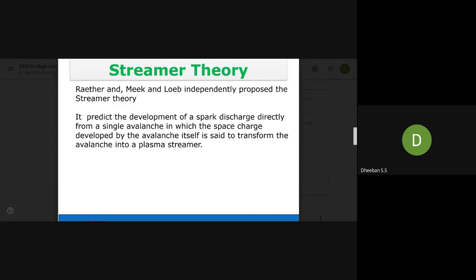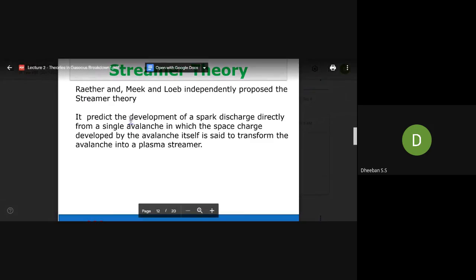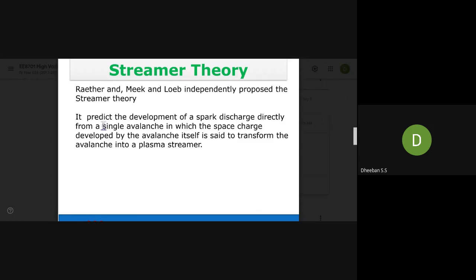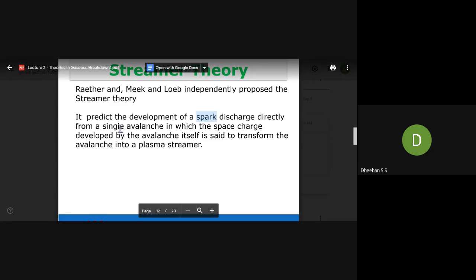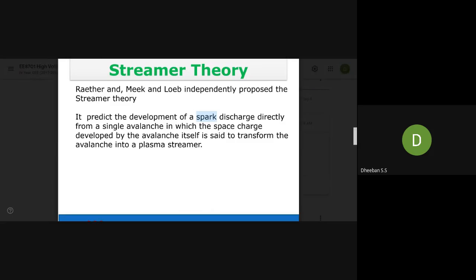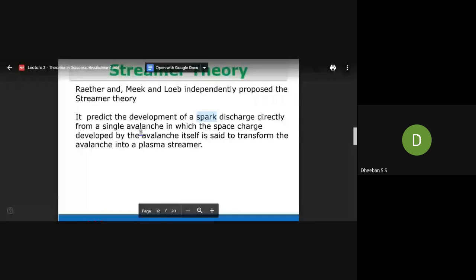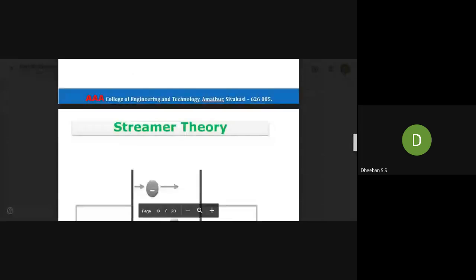So similar to your avalanche breakdown in your electronic devices, this streamer theory occurs in real time. Okay. So here with the spark discharge, there will be a possibility of some avalanche formation. Like train formation, it keeps on forming, in which the space charge developed by the avalanche itself is said to transform the avalanche into a plasma streamer. Okay. If you see the diagram, you will understand. So this is streamer theory.